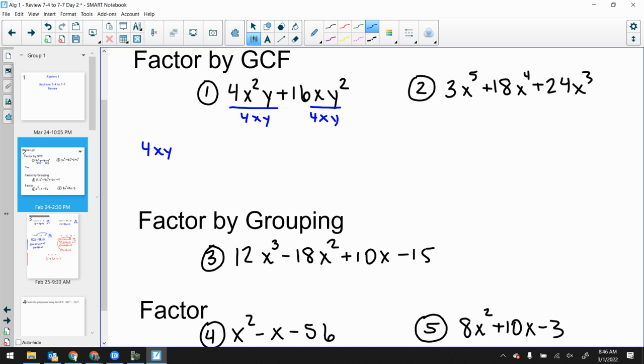And you say, okay, well, it has an x and a y in common, so I pull out an x and a y. The powers are the smaller power on each one. Look, the smaller power on y is 1, the smaller power on x is 1 as well. That's why it's a 4xy.